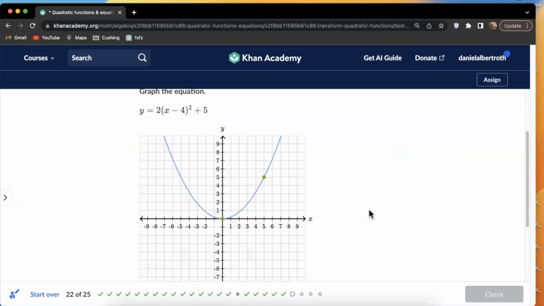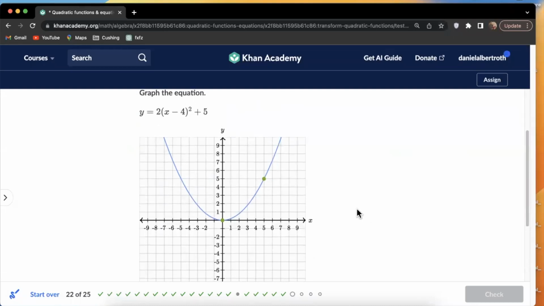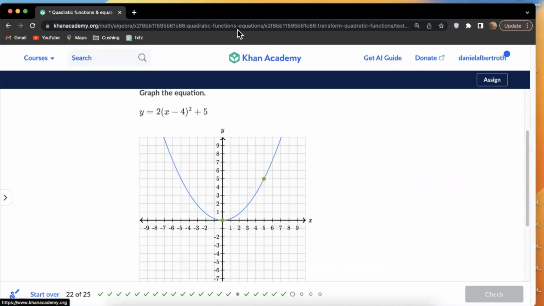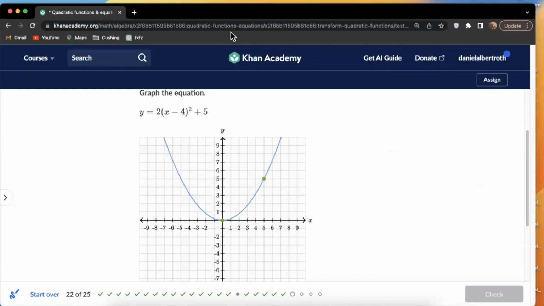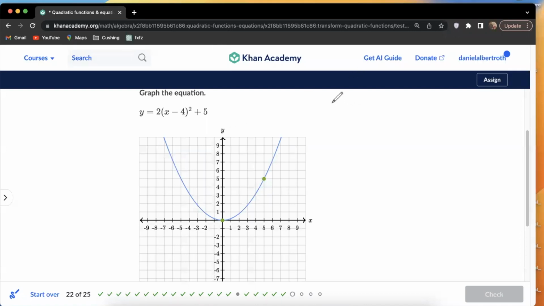Okay, cool. So this says graph the equation. I'm noticing that this is in vertex form. So the first thing I can do is identify the vertex. We saw that earlier here. Let me just write vertex form one more time.